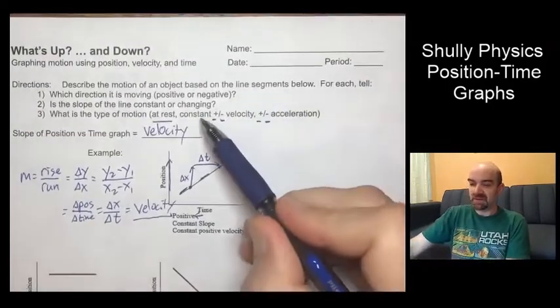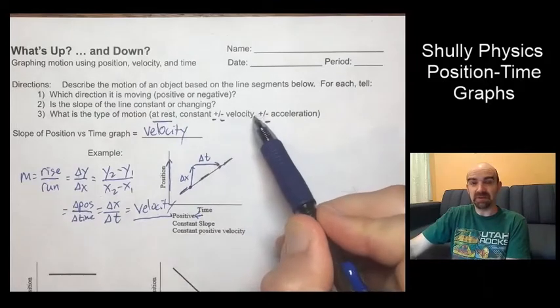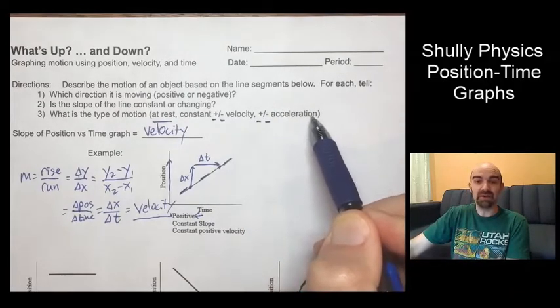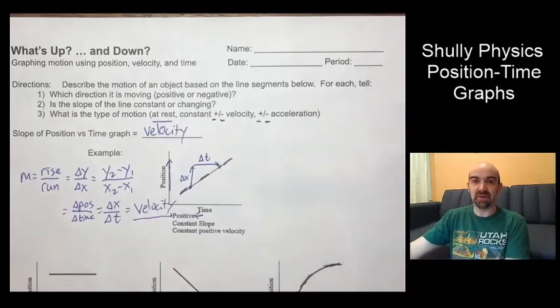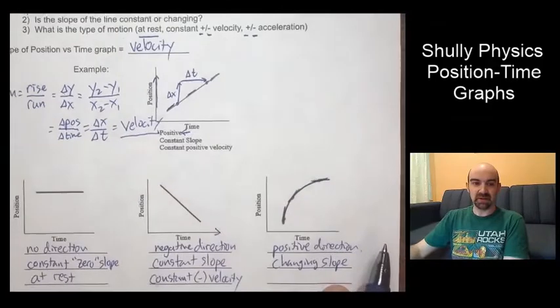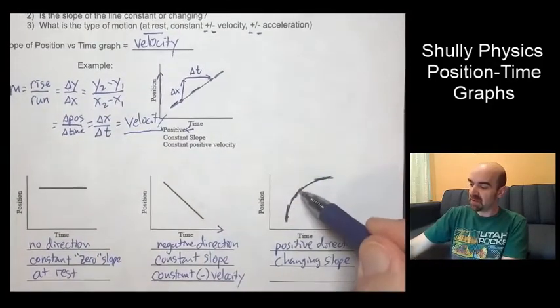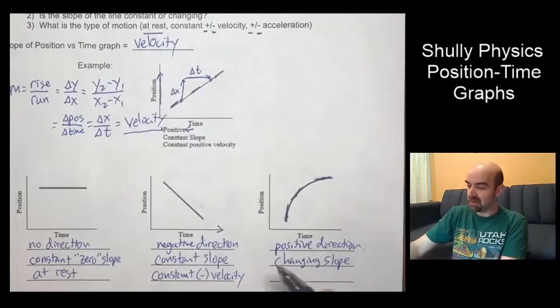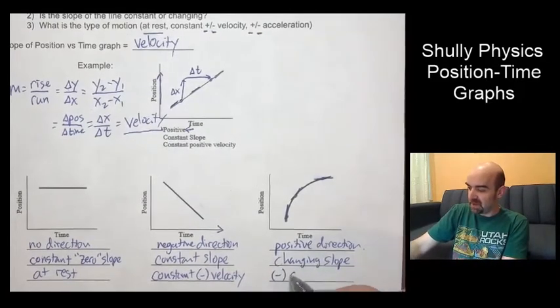In this case, the velocity is not remaining constant because the slope isn't constant. So we're moving on here to deciding if this is a positive or negative acceleration, a positive change in velocity or a negative change in velocity. So if these slopes are becoming less positive, they're becoming more negative. So this would indicate a negative acceleration to the motion.